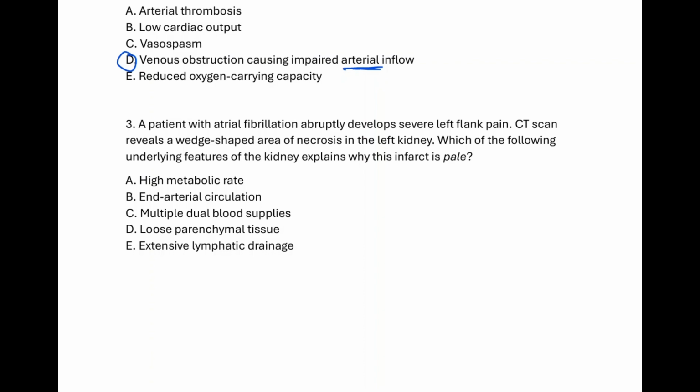They could go to the intestine, causing infarction. They could go to the kidney. They could even go to the lower extremity, to the leg, thereby causing ischemia and infarction. So the CT scan reveals a wedge-shaped area of necrosis in the left kidney. Which of the following underlying features of the kidney explains why this infarct is pale? Remember, we said it's because of what? Very good. End-artery circulation.